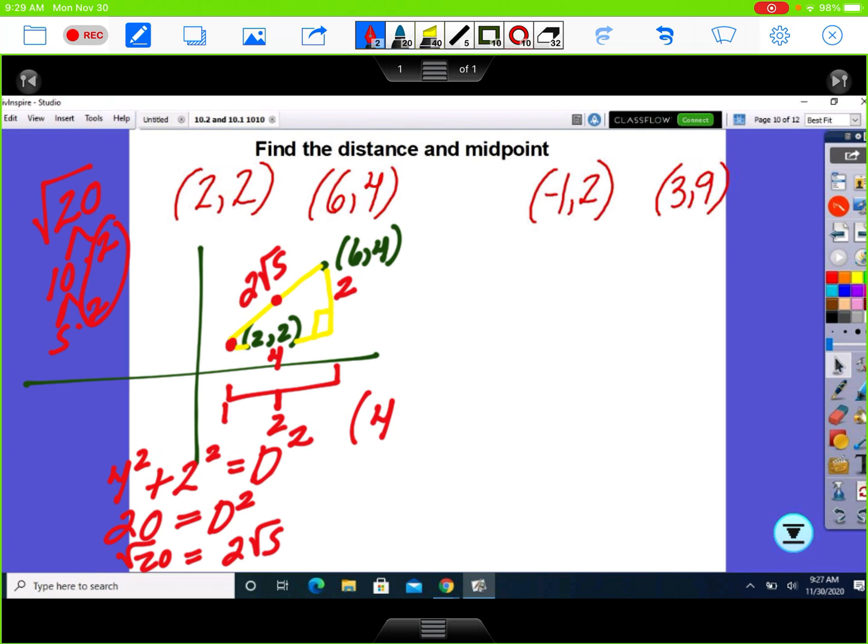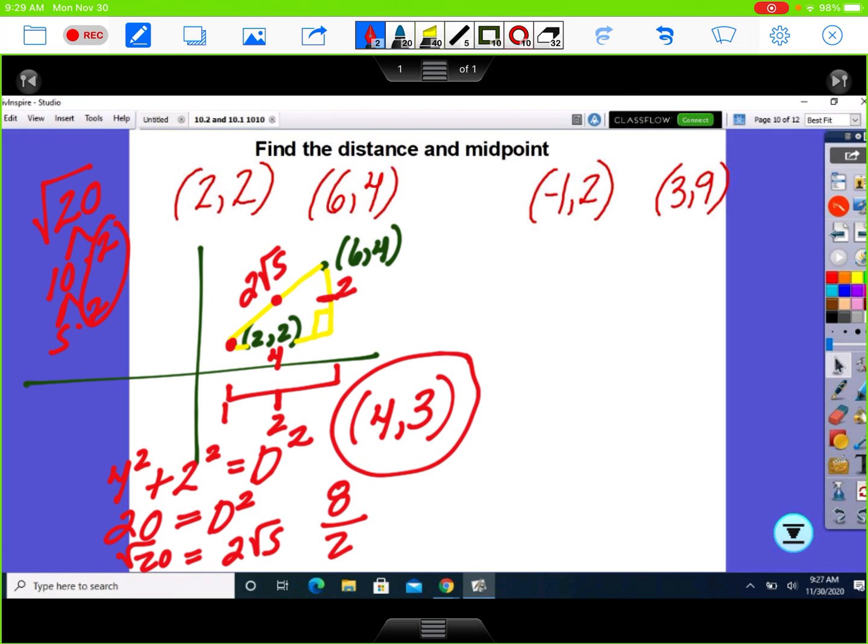Okay, then a height. This distance is 2. Cut it in half. That would be 1 unit. Our y value was at 2. Go up a unit. That would put me at what height? 3. There's your midpoint.